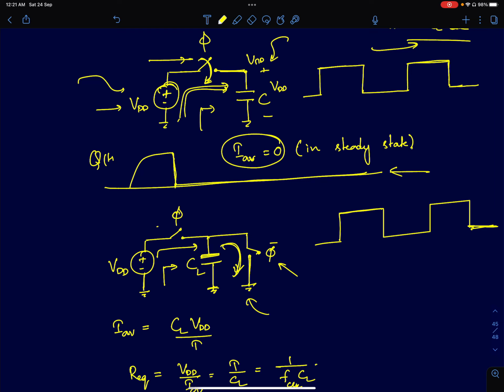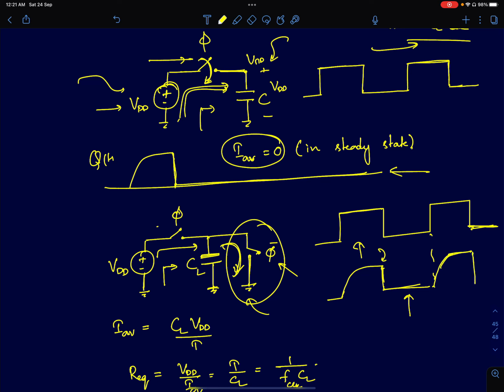Now if you see, in one half of the cycle, the voltage source will transfer a charge of C into VDD, and in the other half, the voltage source does not transfer any charge. When the next cycle comes, this switch turns on and discharges the capacitor, so the voltage across the capacitor will be 0. And when the next cycle comes, the capacitor will again be charged to VDD by the DC voltage source. So every cycle you're delivering a charge of value equal to CL into VDD.